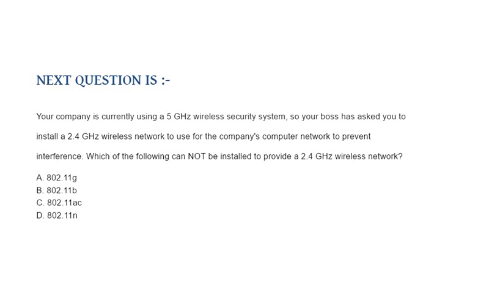Next question: your company is currently using a 5 GHz wireless security system. So your boss has asked you to install a 2.4 GHz wireless network to use for the company's computer network to prevent interference. Which of the following cannot be installed to provide a 2.4 GHz wireless network?